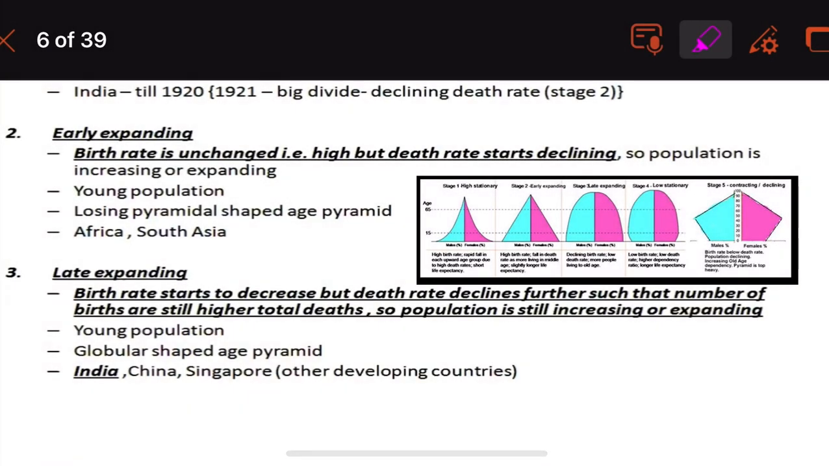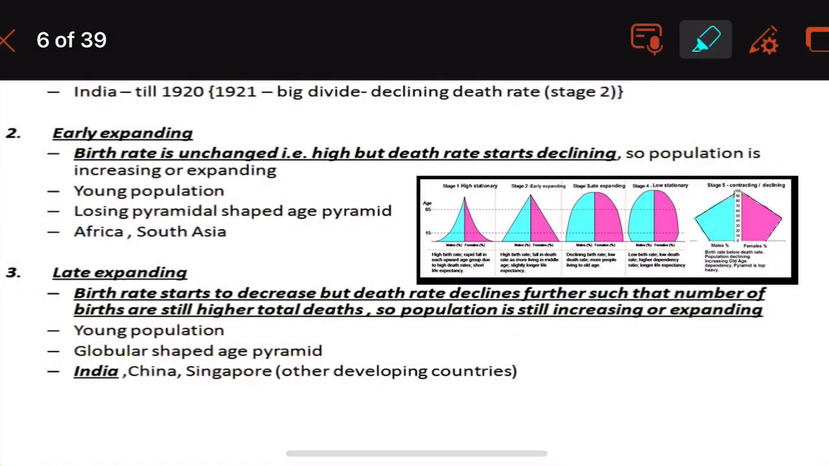Moving on to the next transition phase, that is late expanding. In late expanding, what happens? The birth rate is declining, but the death rate declines further, such that the number of births is still higher than total deaths, so the population is still increasing or expanding. If you don't understand, I will give you examples so you can understand it better.